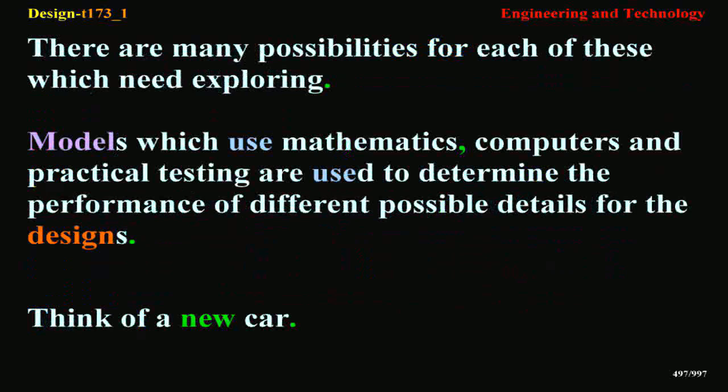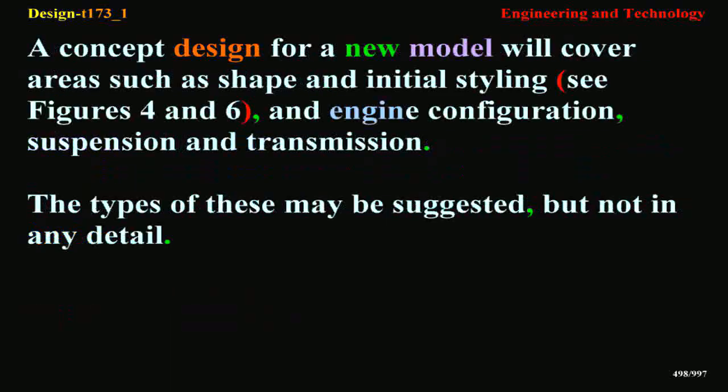Models which use mathematics, computers and practical testing are used to determine the performance of different possible details for the designs. Think of a new car. A concept design for a new model will cover areas such as shape and initial styling (see figures 4 and 6), engine configuration, suspension and transmission. The types of these may be suggested, but not in any detail.